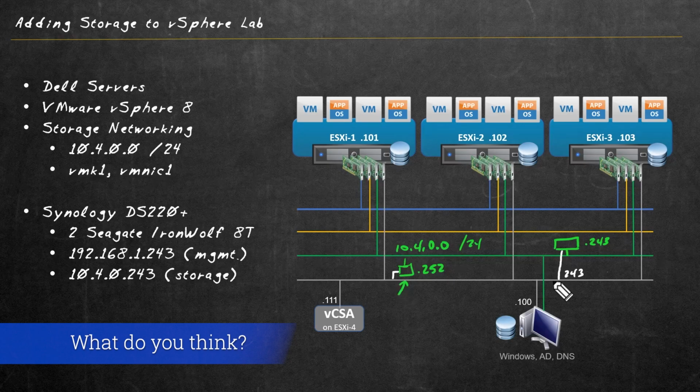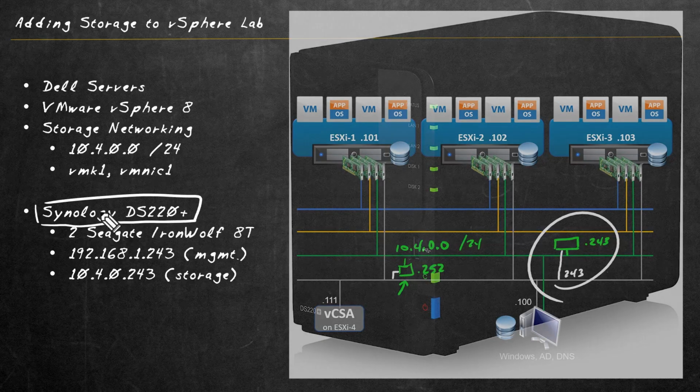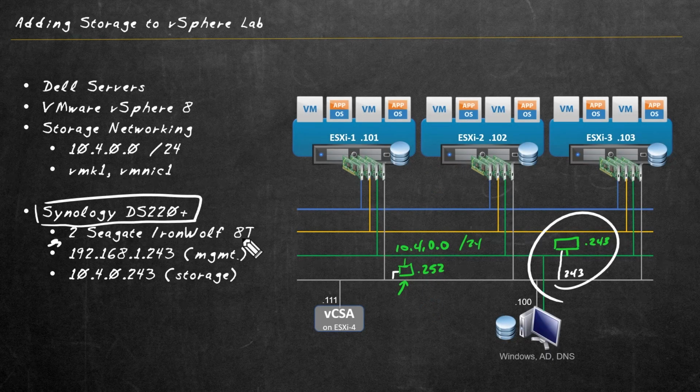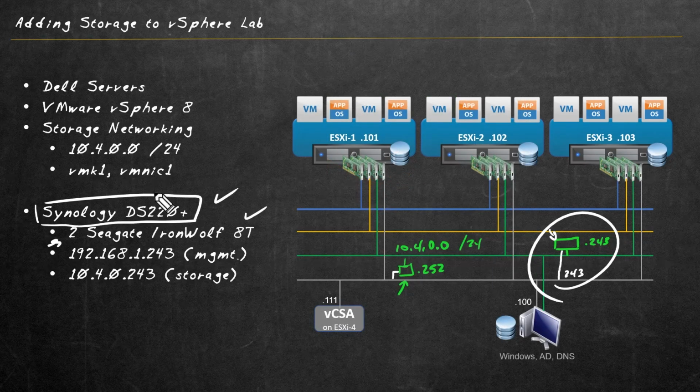Let me know. To add this new device, I went out to Amazon and purchased a brand new Synology DS220 Plus. That's the device that has the enclosure, the case, and the network interface cards. Then I have these two Seagate IronWolf 8 terabyte drives that I'll install into that NAS device. Currently, the two drives and the NAS device are all in their boxes. So let's turn on the other camera and open them up, and I'll install the two 8 terabyte drives into the Synology DS220 Plus.